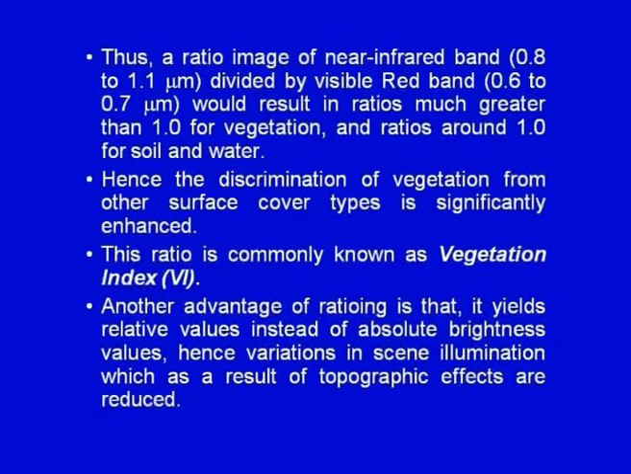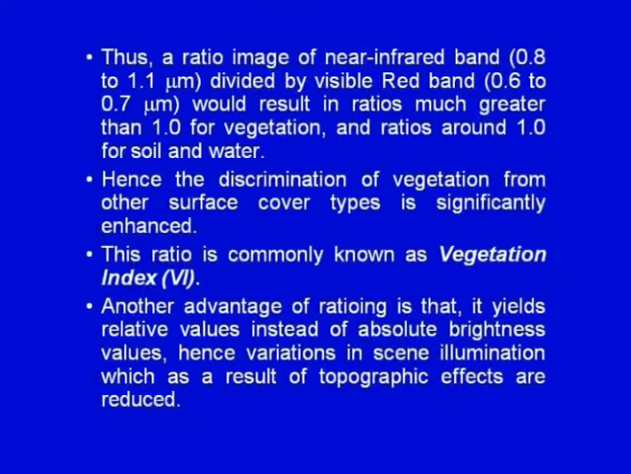Thus, when we look at a ratio image of a near infrared band, that is between 0.8 to 1.1 micrometers, divided by the visible red band, which is between 0.6 to 0.7 micrometers, it would result in ratios which are much greater than 1.0 for vegetation and ratios which are around 1 for soil and water. Hence, the discrimination of vegetation from other surface cover types is significantly enhanced. This ratio is commonly known as vegetation index, or in short called VI.